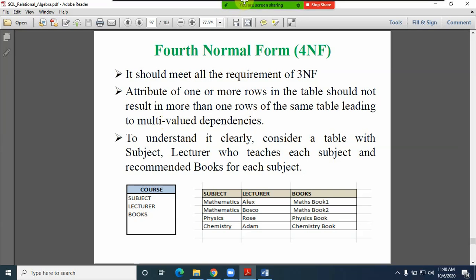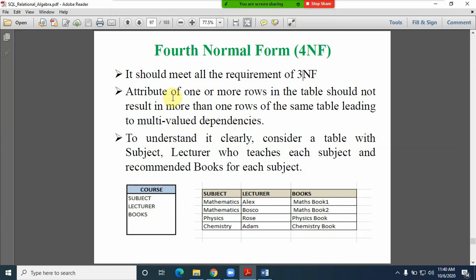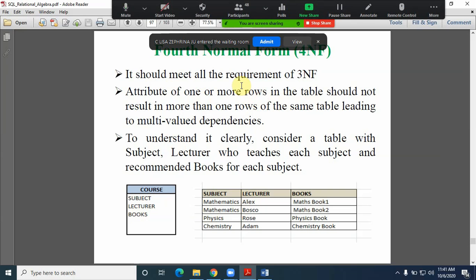But there are certain observations, friends, while working with the fourth normal form, that is, an attribute of one or more rows in the table. Suppose, for example, I am considering subject, lecturer, and books as attributes. These are all attributes of one or more rows in the table, and it should not result in more than one row.